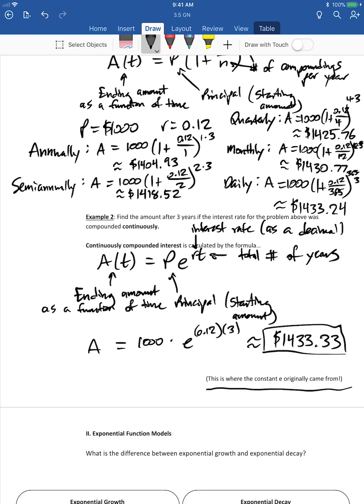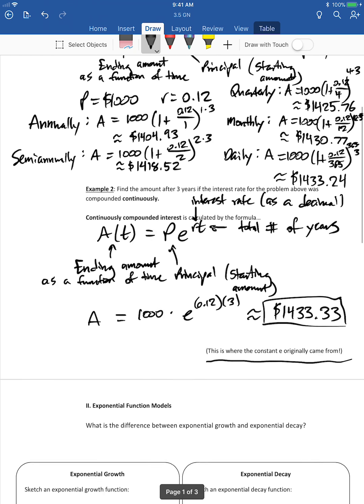Still a decent amount. I made $433.33 in just 3 years, but not quite as high as you might expect if you're compounding continuously. Very interesting, and we can explore this a little more later on, and you will definitely think about this more deeply once you reach calculus. And if you go on to business or finance in any way, then you will absolutely see these equations again.